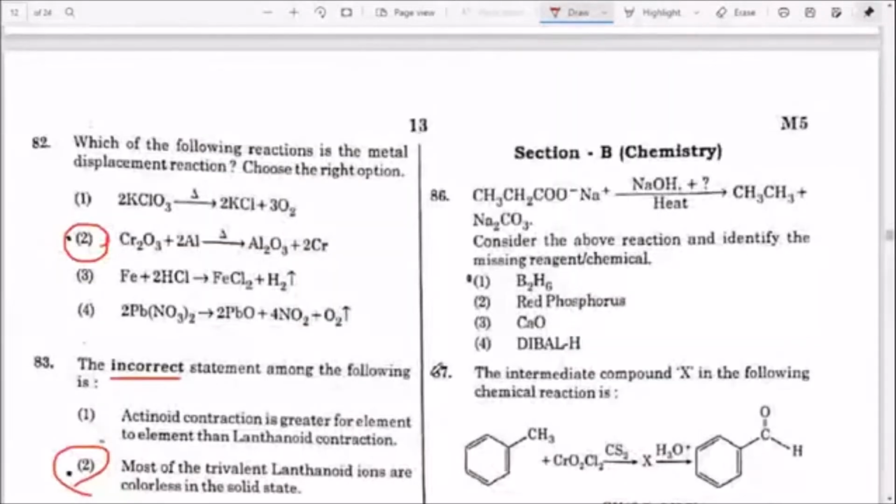Next, question number 86. Sodium propionate upon reaction with sodium hydroxide in presence of heat gives rise to ethane plus sodium carbonate. Consider the above reaction and identify the missing reagent. What is going to happen? Sodium hydroxide and calcium oxide, isn't it? Calcium oxide. So what do you call this? Soda lime. The common reagent name is soda lime. So option number 3 is the correct option, students.